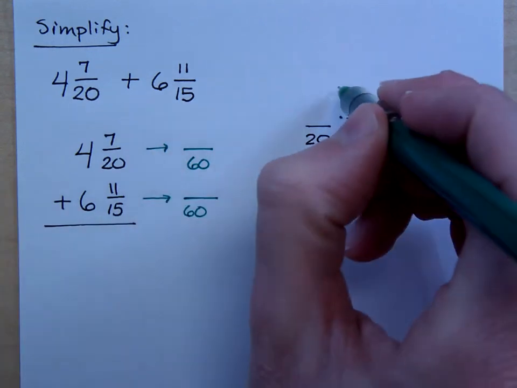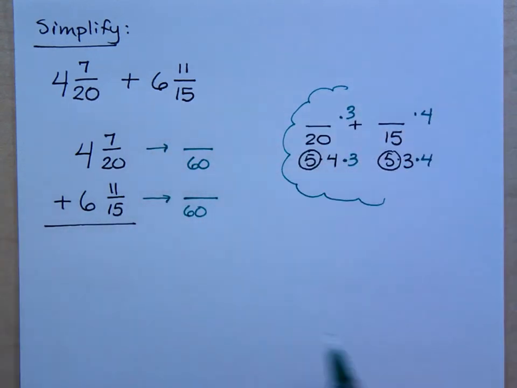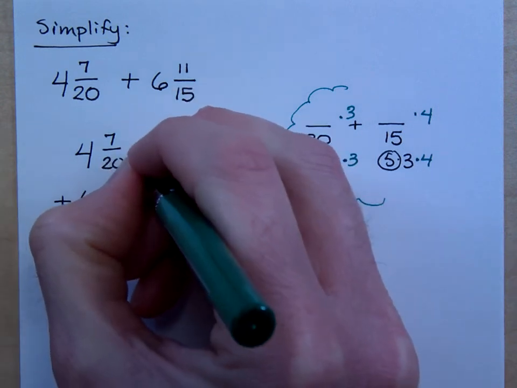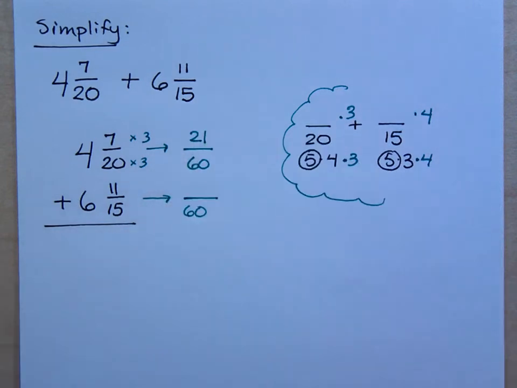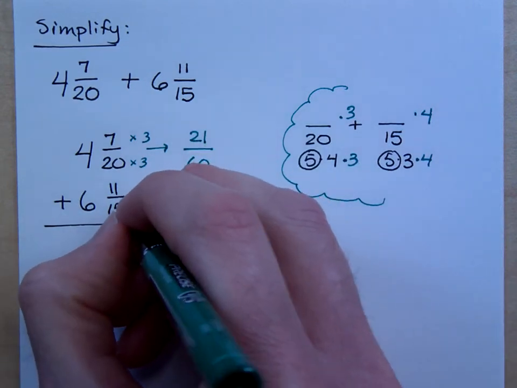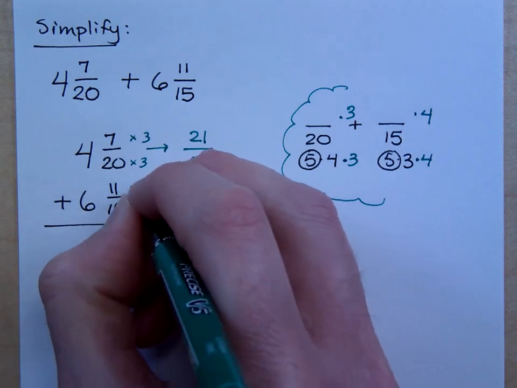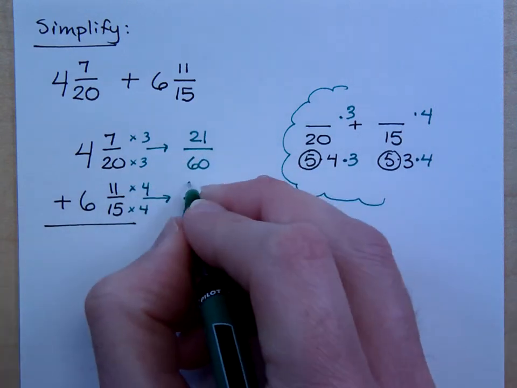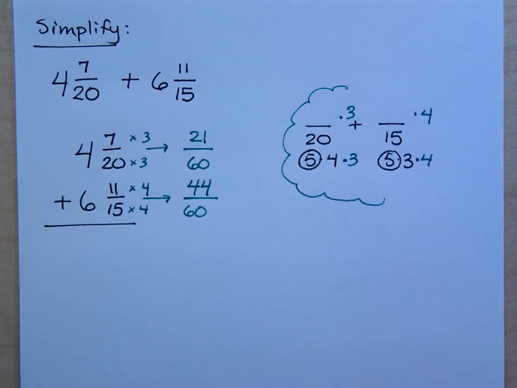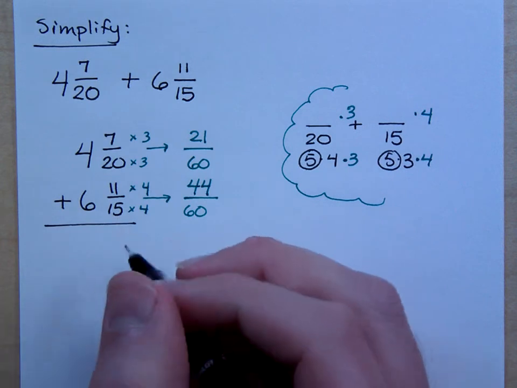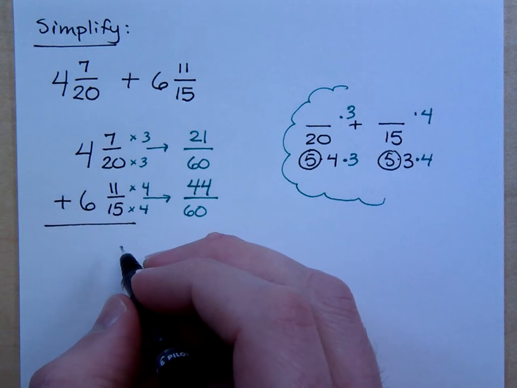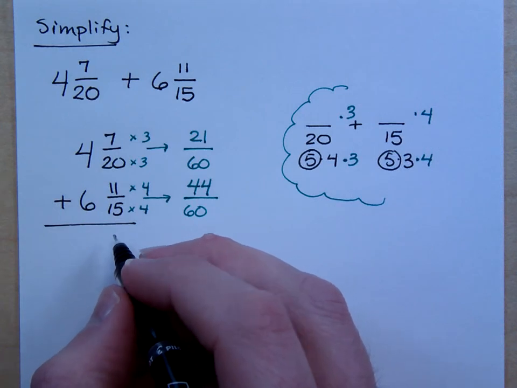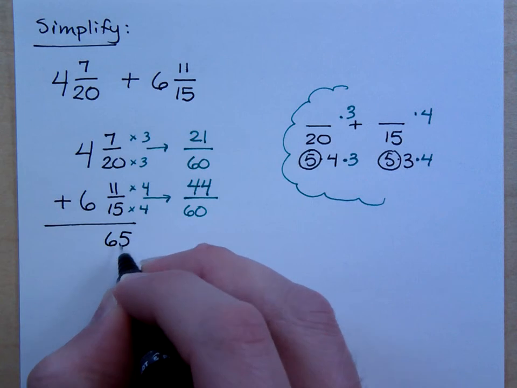So just with my little thought bubble scratch work over here, this helps me out. Because I multiplied 20 times 3, so multiply the numerator times 3, and that gives me 21. 15 got multiplied times what? 4, so this is 4 over 4. So I end up with 44 over 60. Do y'all agree? All right, so how much do I have in terms of the fractional part? This gives me 65 over 60.